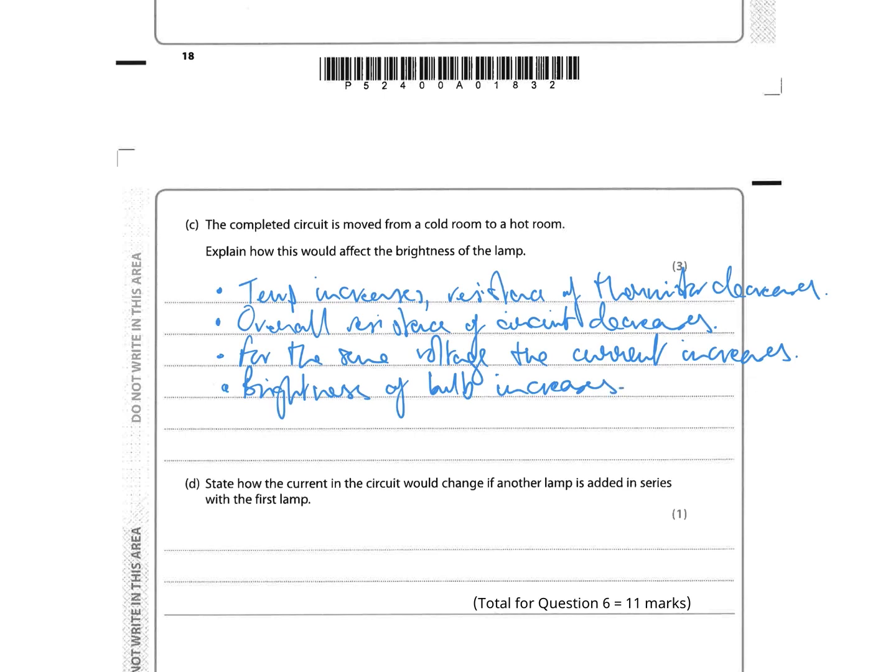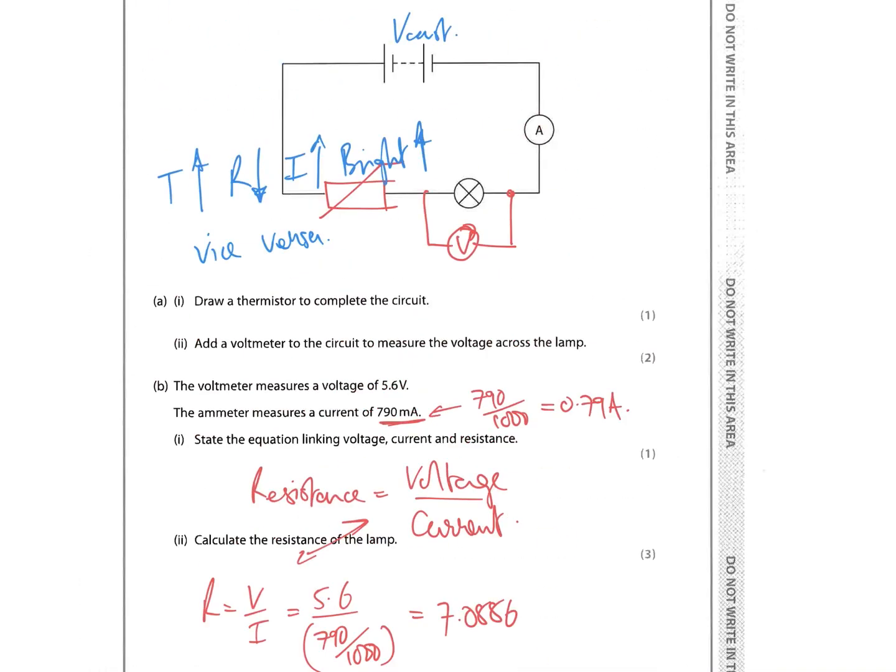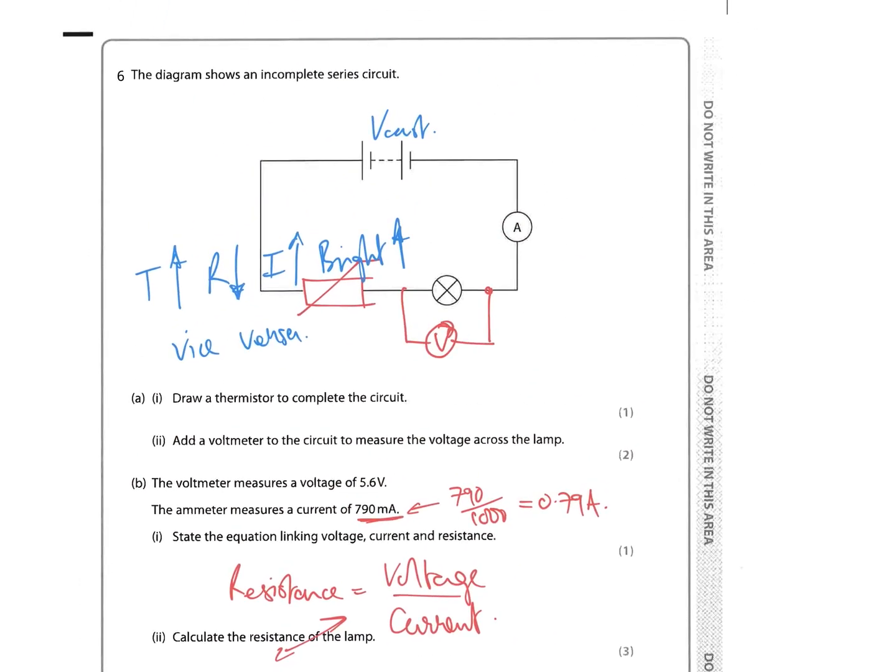Okay. The next bit then asks, state how the current in the circuit would change if another lamp is added in series to the first one. Well, can we go back to the circuit? If we were to add another bulb in, let's say here, in series, then the overall resistance of the circuit increases. If the resistance of the circuit increases for any given temperature, then the current will decrease. And if the current decreases, the brightness decreases.